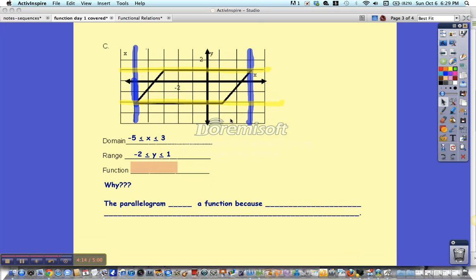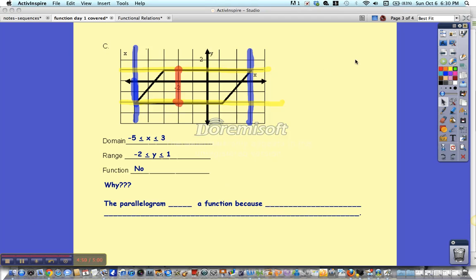So now it's time to decide if this is a function or not. Well, let's look here. Do each of these x values have only one y value? So let's look. When x, for example, is negative 2, I have y here being positive 1, but I also have y here being negative 2. So nope, this is not a function, and there's multiple examples of that. I want you, though, to explain why in your own words. So the parallelogram is or is not a function because blank. Explain that in your own words.